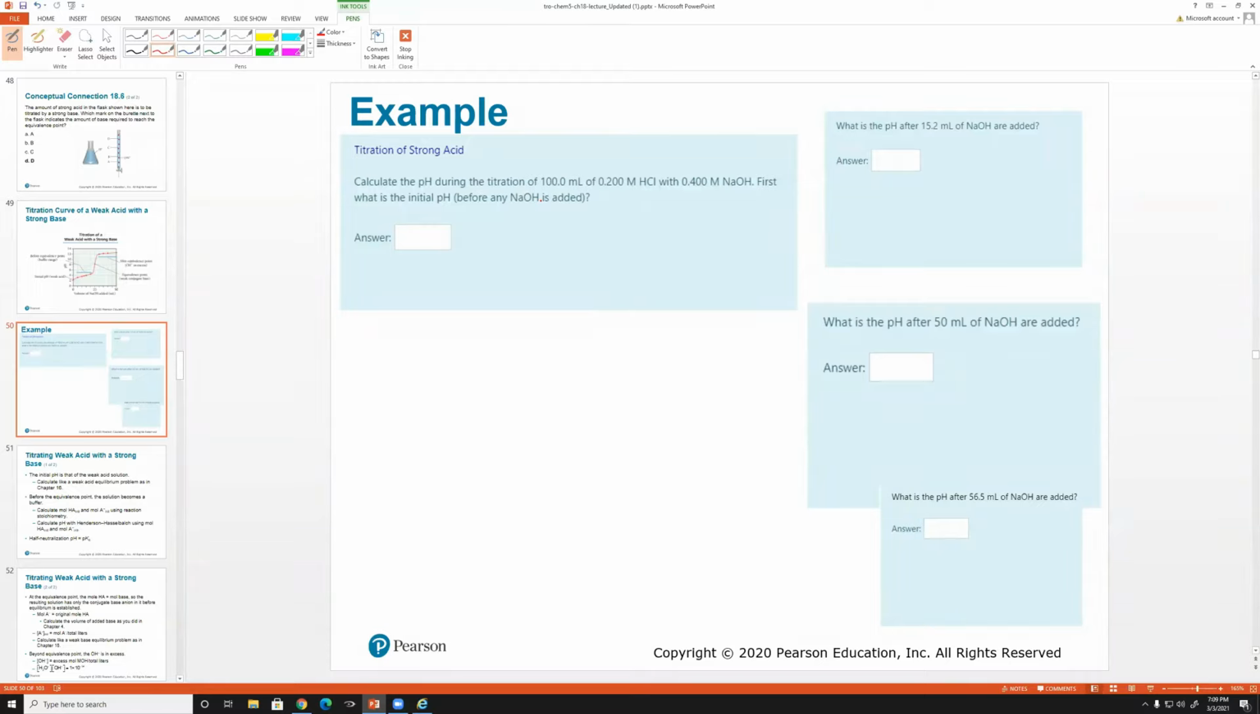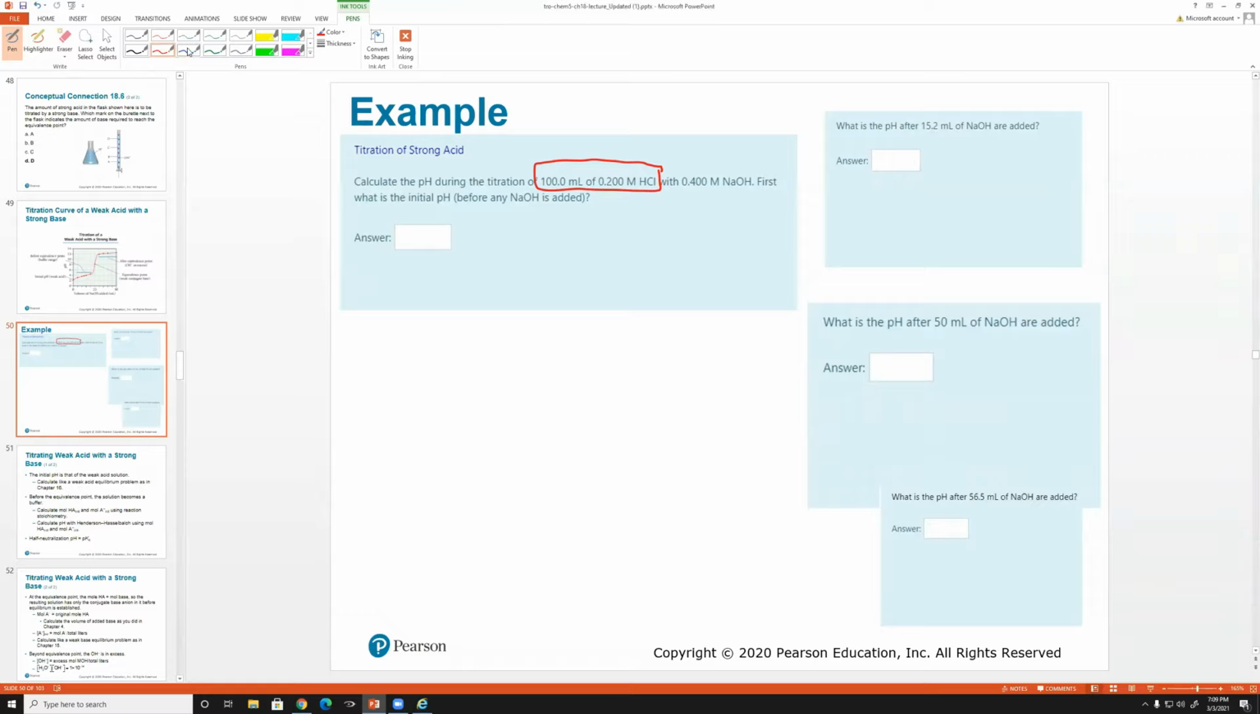Use the Henderson-Hasselbalch equation. I don't know about that, because is this a buffer? Think very simple. You could have done this in chapter 5. Before you add any NaOH, I'm basically asking you, what's the pH of this? 100 milliliters of 0.2 molar HCl. Anybody? Yep. Just take the concentration.